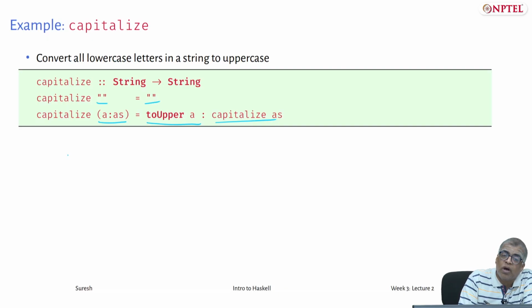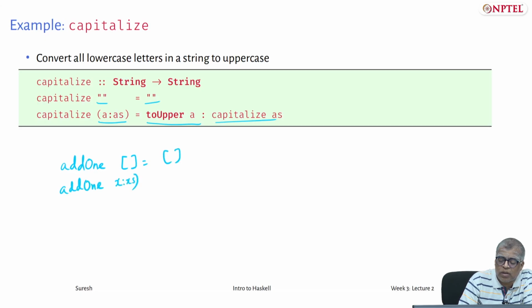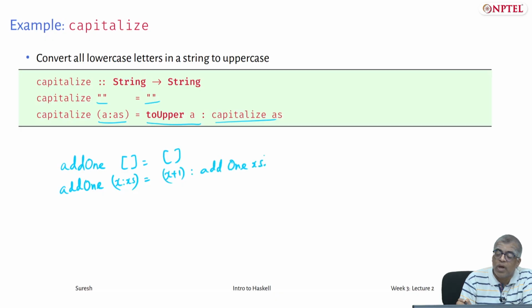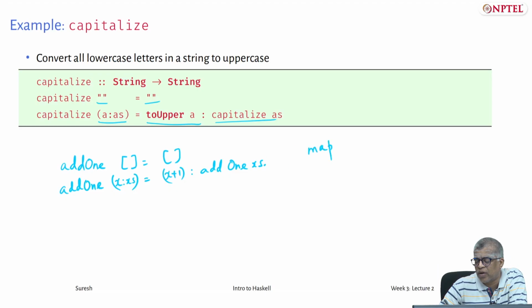I might say, for instance, remember long ago in the previous lecture we had an addOne. AddOne of empty list is empty list. AddOne of x colon xs is x plus 1 followed by addOne xs. Essentially, you are applying the same transformation to every element in a list, and this is one pattern which can be generalized. We will see how Haskell does this. It will generalize this to something called map, which we will look at in some 3 or 4 lectures.